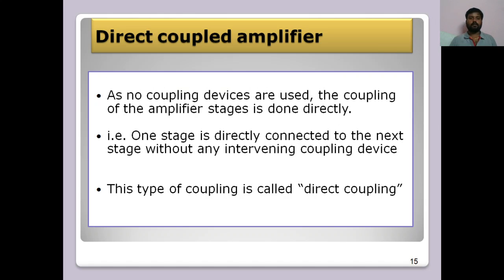As no coupling devices are used, the coupling of amplifier stages is done directly. As we are not using any capacitor or transformer for coupling, how to connect the output of the first stage to the next stage? We use a simple wire and connect the two stages. So that is direct connection. That is the reason why it is called a direct coupled amplifier. One stage is directly connected to the next stage without any intervening coupling device. This type of coupling is called direct coupling.